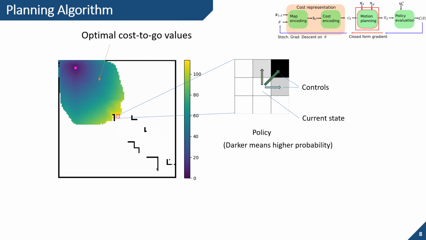Given this cost function, we can run a planning algorithm which returns the optimal cost to go values. The policy at the current state follows the Boltzmann distribution of the optimal cost to go for each control at the current state. To achieve this, we apply the A-star algorithm on a subset of promising states. This is more efficient than the dynamic programming methods that compute Bellman backups on the entire state space.